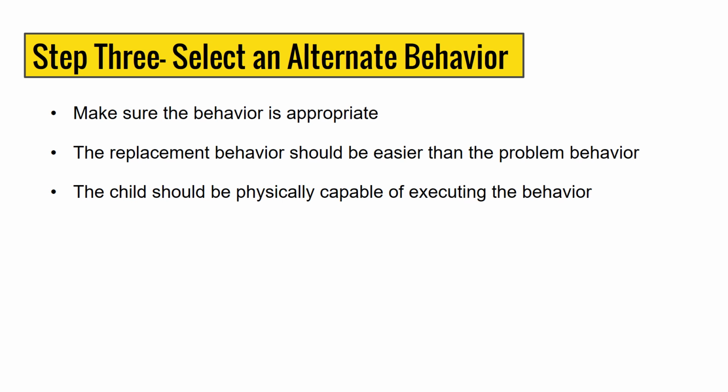Step 3. Select an alternate behavior. It is important to make sure that this behavior is appropriate. It also must be easier to complete than the problem behavior, and the child should be physically capable of executing the behavior. For instance, if the child is nonverbal and unable to speak, we cannot expect him to vocally communicate his alternate behavior. In this case, we might be able to teach them to sign or use a PEC system.